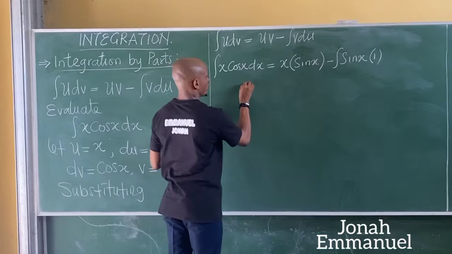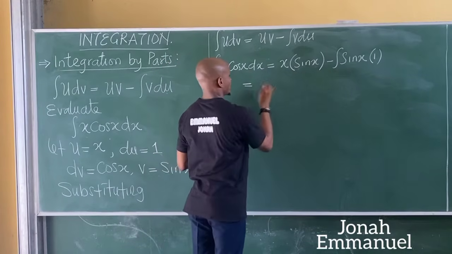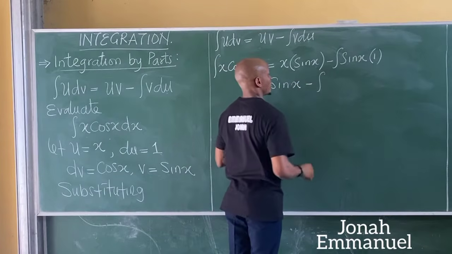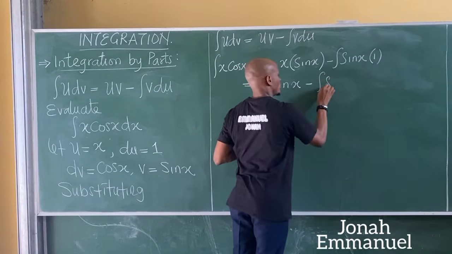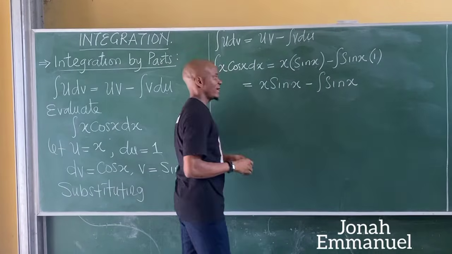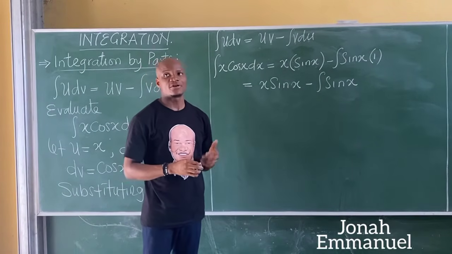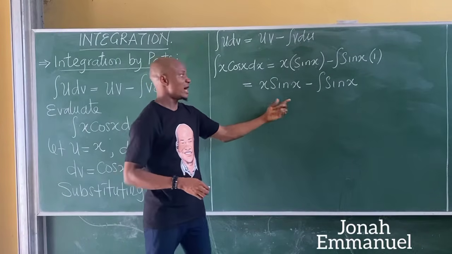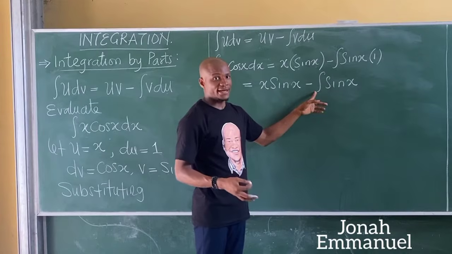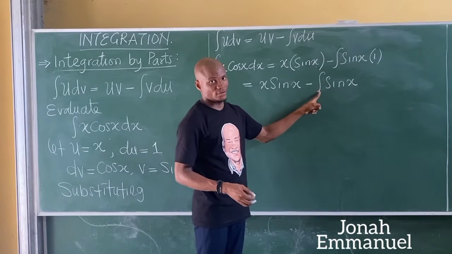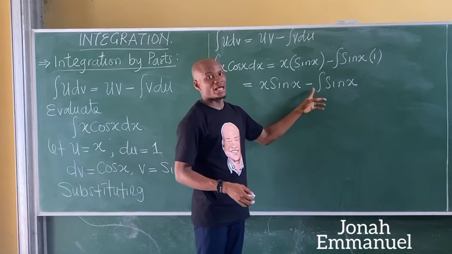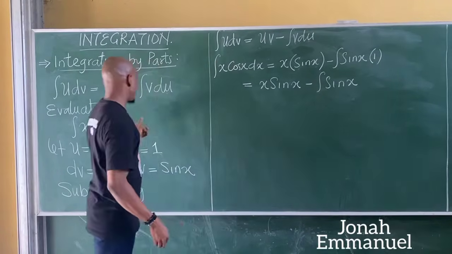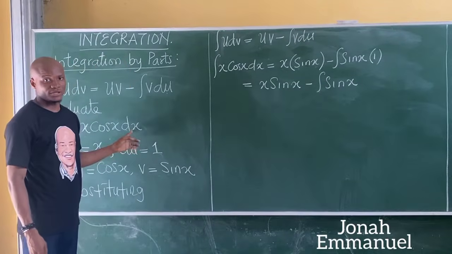If I work on this, it will now be equal to x times sin x gives you x sin x minus the integral sin x times 1 gives you sin x. So I'm having x sin x minus integral sin x as my result of this. But I will not stop here because I'm still seeing an integral sign. Hence, I'll have to evaluate this integral. Now, also note that when it comes to evaluating this, I am integrating sin x with respect to the same integral variable here, which is actually the x.